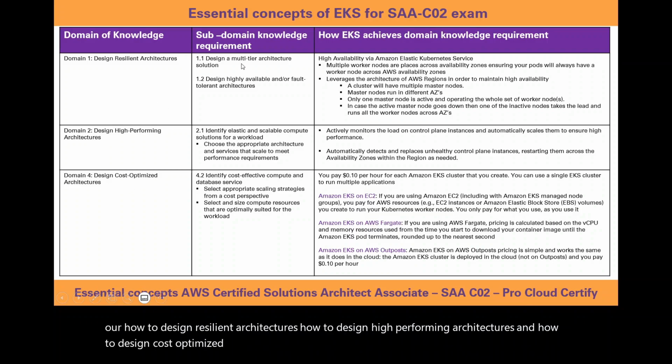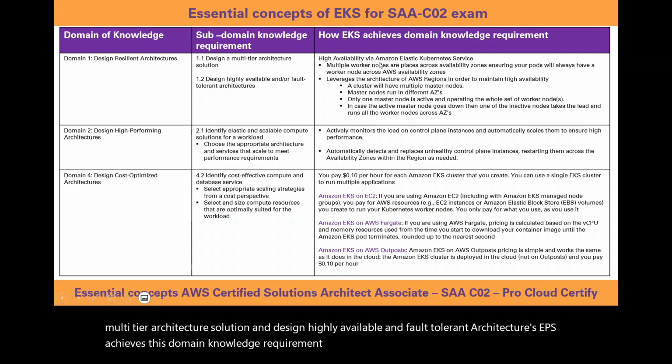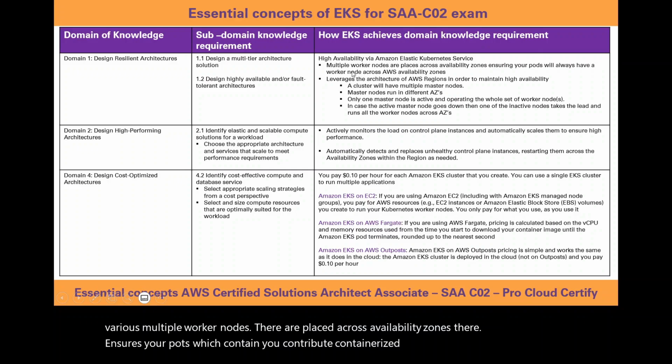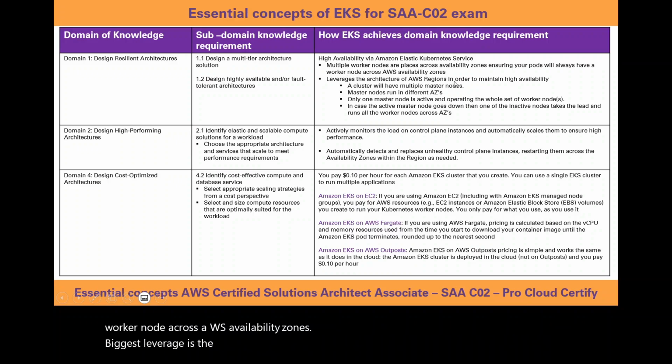Within domain 1, it is critical we know how to design a multi-tier architecture solution and design highly available and fault-tolerant architectures. EKS achieves this because it achieves high availability through multiple worker nodes placed across availability zones, which ensures your pods, which contain your containerized applications, will always have a worker node across AWS availability zones. EKS leverages the architecture of AWS regions in order to maintain high availability.